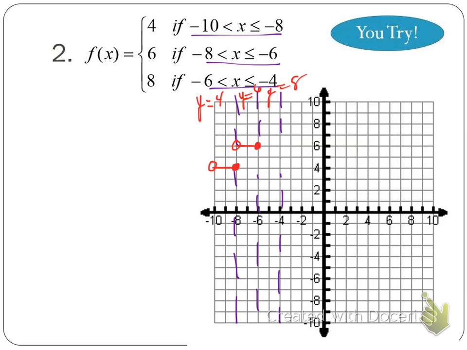And then the last part, y equals 8. So y equals 8 would be this horizontal line. We only want this line as long as x is between -6 and -4. So we erase this part. We erase this part. We see that we do not want to include -6, but we do want to include -4 on the x-axis, and so a closed circle there. And that's because of those inequalities again. Okay, so that's your step function.